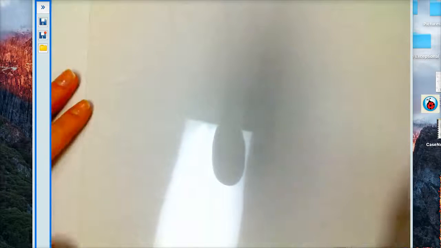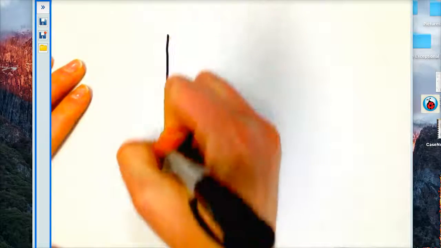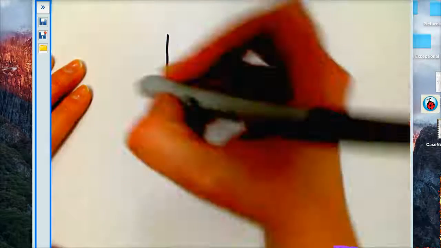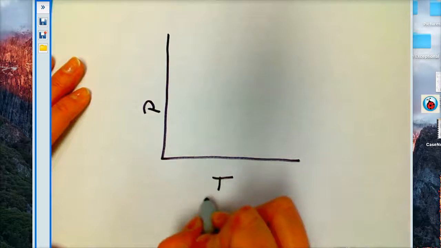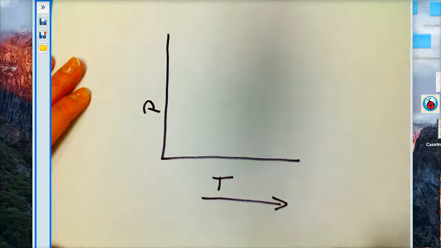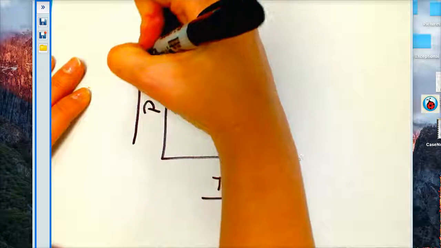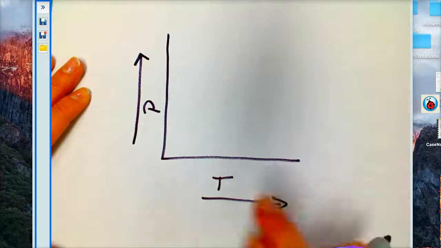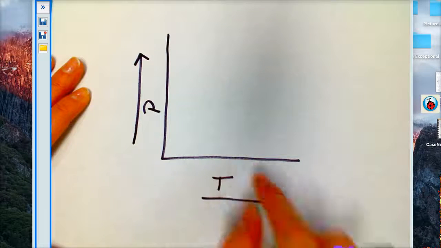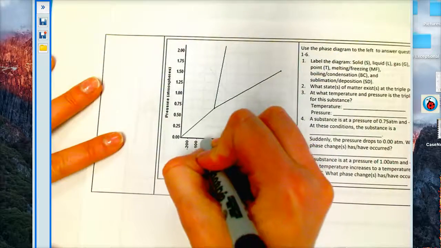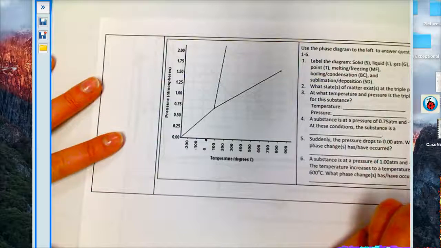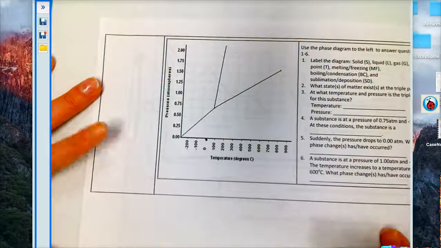Okay, so what you have on your triple point diagram is a graph that looks like this, and over here going up you have pressure, and then down here on the bottom you have temperature. As you go in this direction, temperature increases. That does not mean you can't have a negative right here. If you look, for example, on your practice graph, 0 is right here. So there are negative numbers, and that's okay because things can go below freezing.